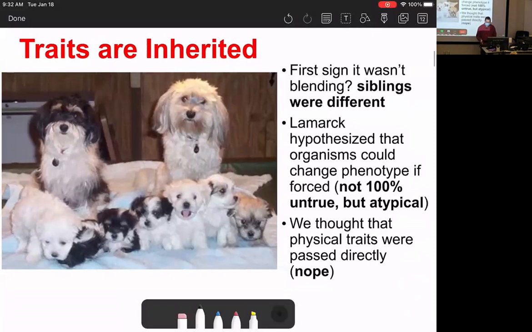So, basic thing, as we know, seems obvious, traits are inherited from your parents. You do not just show up out of nothing. Morphology comes down from your parents. And that system is not just a 50-50 blend, because this was the first thing that people would always kind of take a jab at with blending. Siblings are different.